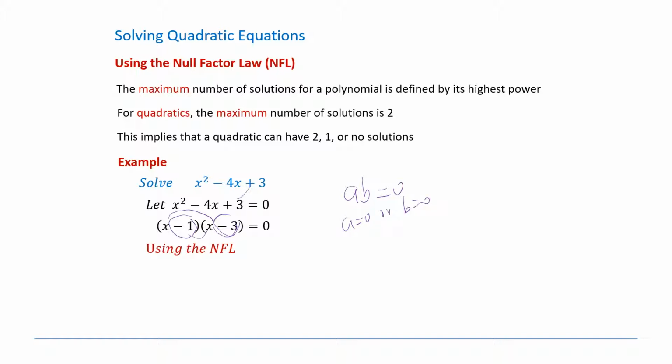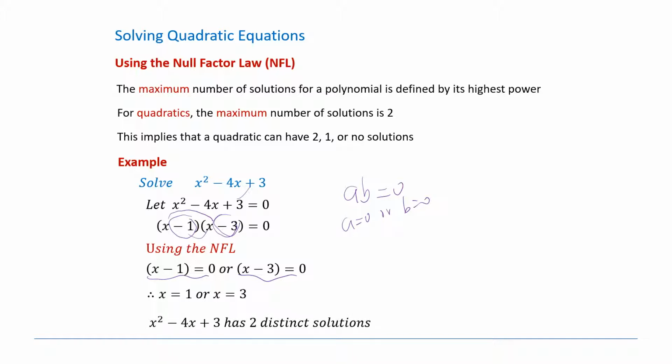So in our case here, we have x minus 1 times x minus 3 equal to 0. That shows that x minus 1 equal to 0 or x minus 3 equal to 0. And we solve for x, which gives you x equal to 1 or x equal to 3. So therefore, x squared minus 4x plus 3 equal to 0 has two distinct solutions, two different solutions.